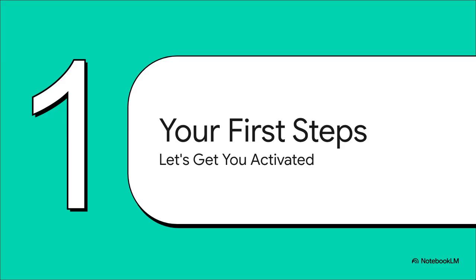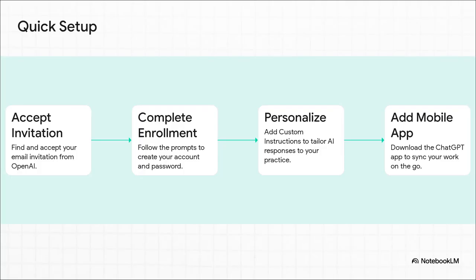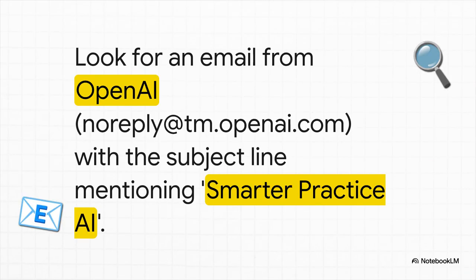Okay, so let's get you up and running. We've broken this down into just a few super simple, totally manageable steps, and we're going to walk through them together right now. All right, here's the game plan. It's a quick 4-step checklist. First, we're going to find and accept your invitation. Then, you'll finish a quick enrollment. After that, and this is a big one, we'll personalize your account to get way better results. And finally, we'll get you set up on the mobile app. See? It's that simple.